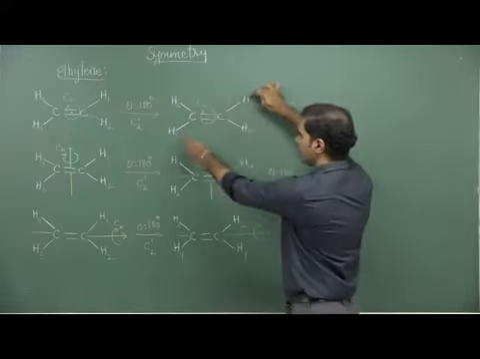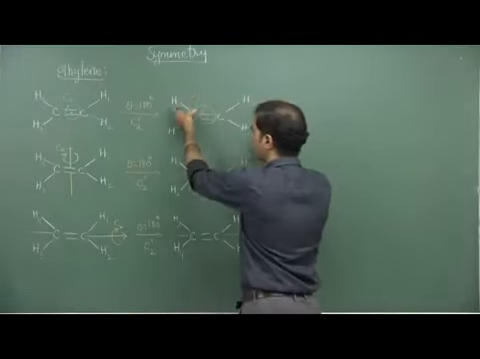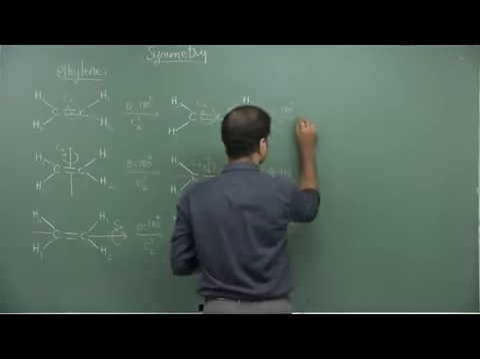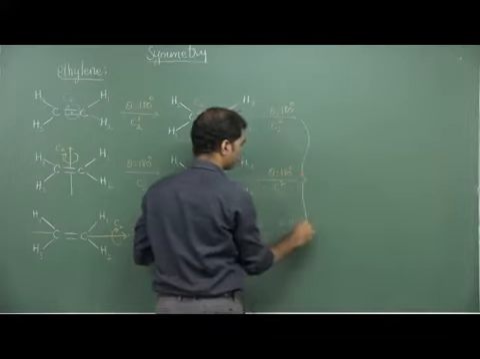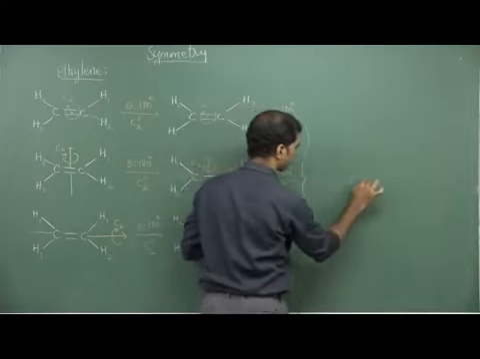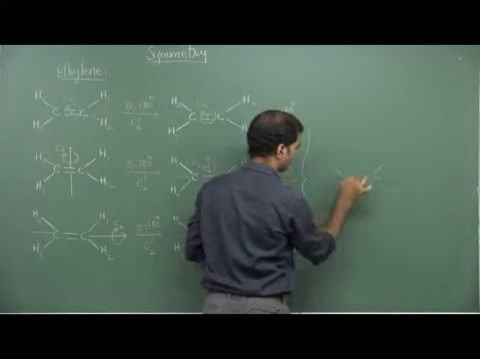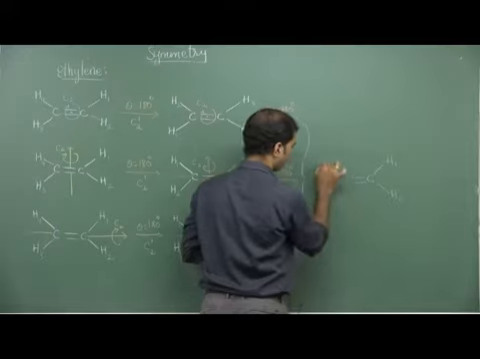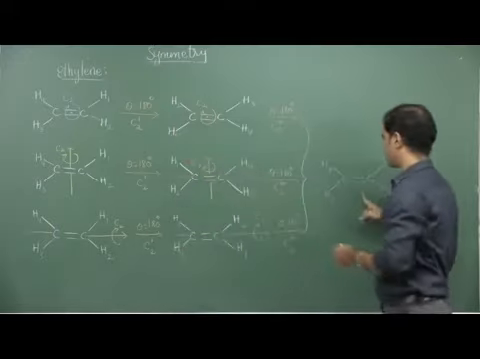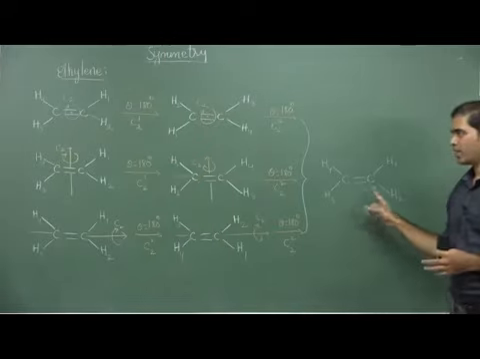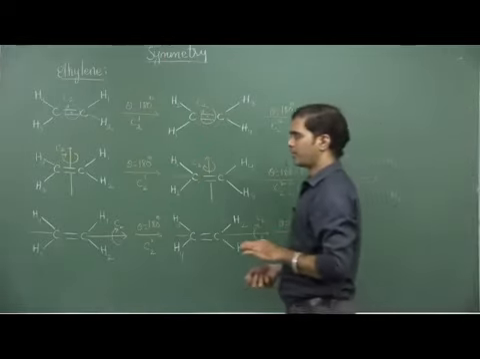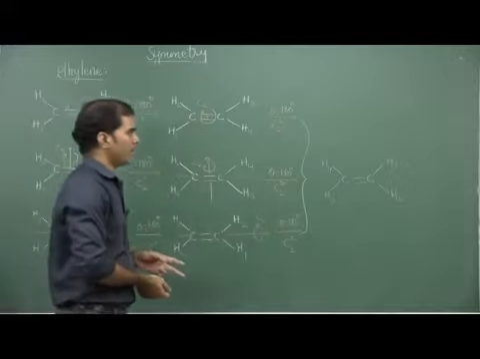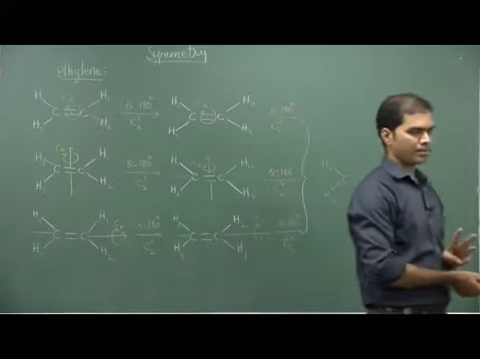Even in the first case, when I rotate, 1 and 3 will exchange, 2 and 4 will exchange. So what we finally get is an identical structure. So this is how we can conclude which kind of rotational axes are present in ethylene. The answer is it is a planar molecule, nonlinear one. It has 3 different rotational axes.